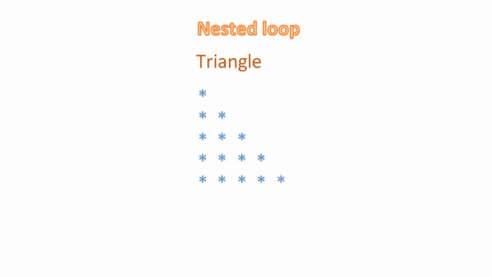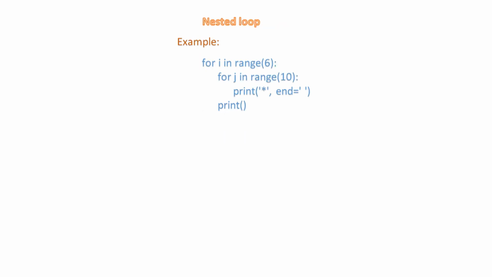Now let's print asterisk as triangle using nested loop. We can achieve it by just doing a small change in the existing program. In the inner for loop, replace the range of 10 to range of I, which is a loop variable of outer for loop, so that the number of asterisks increments by each iteration and finally we get the output printed as triangle. You can see that for range of 6 it prints 5 lines.